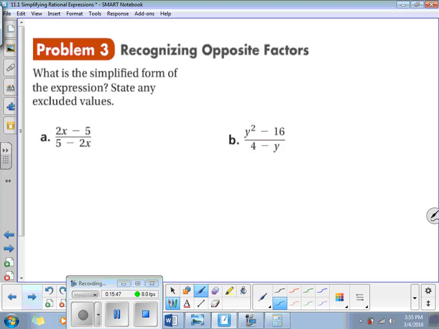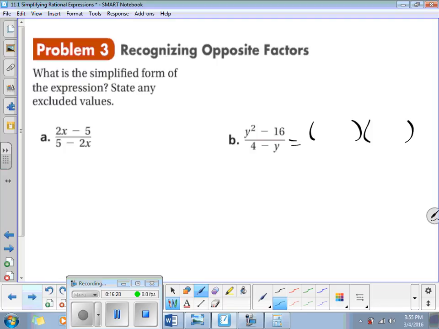All right. So recognizing opposites. I'm going to do letter B because letter A is just like the problem we just did. It's exactly the same. But letter B, here we have y squared minus 16 divided by 4 minus y. Okay? So we want to do some factoring first to see if we can cancel stuff out, right? So here, this is a difference of squares. Remember, a difference of squares is the sum of the binomial and the difference, right? So we're going to have over here a sum and a difference.